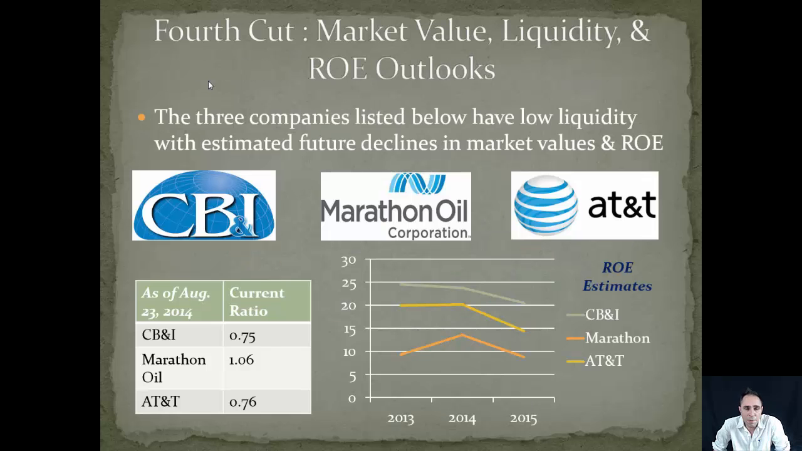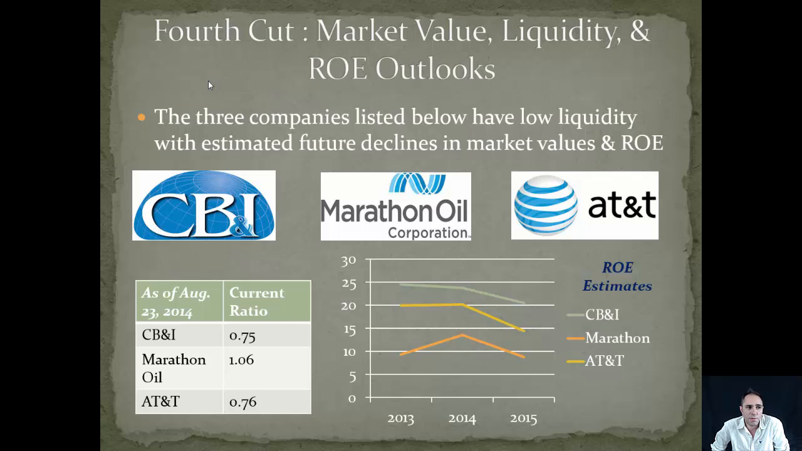My fourth cut actually dealt with low liquidity, estimated future declines in market values, and return on equity. Now, CB&I, Marathon Oil, and AT&T all have current ratios that are relatively low. CB&I and AT&T actually have current ratios that are below 1, so that means that their current assets aren't enough to take care of the current liabilities.